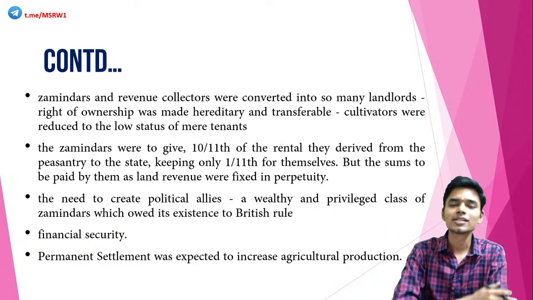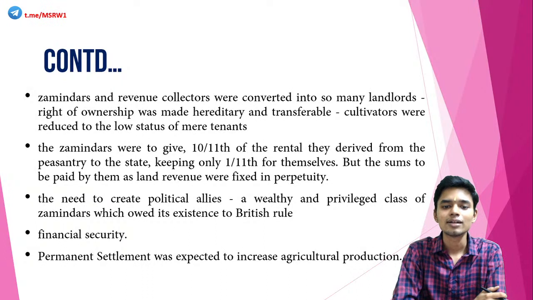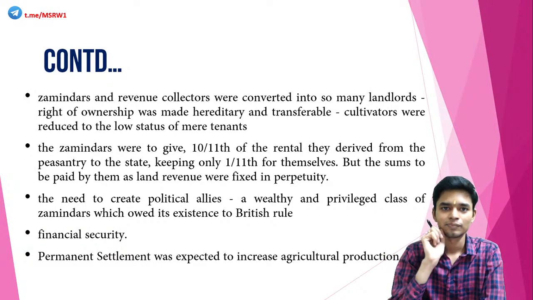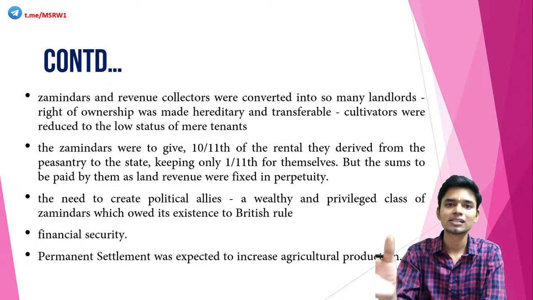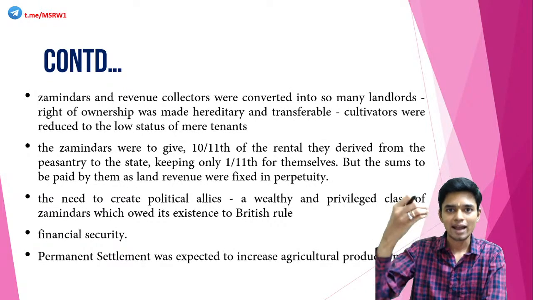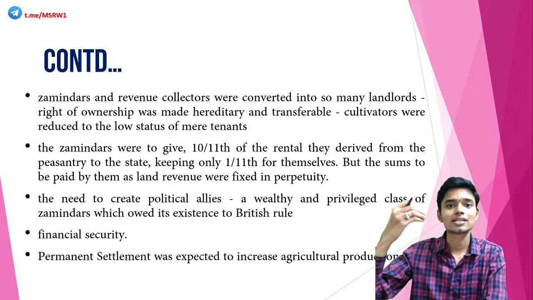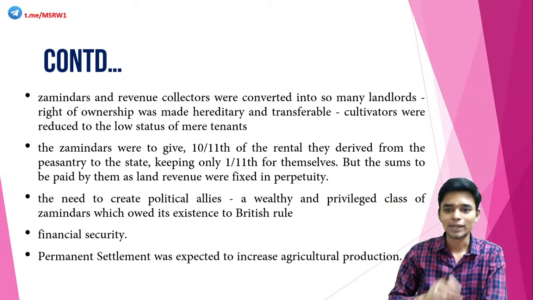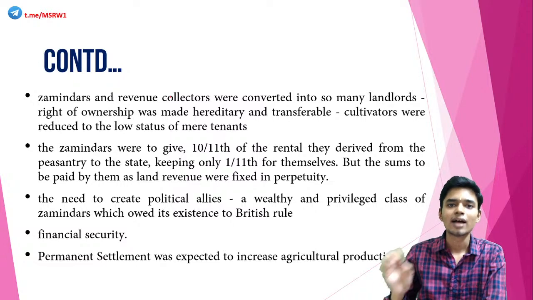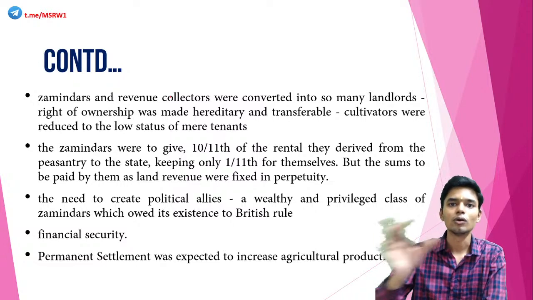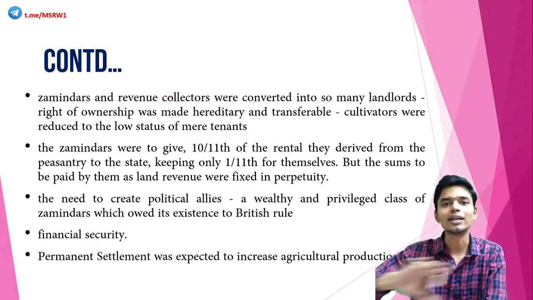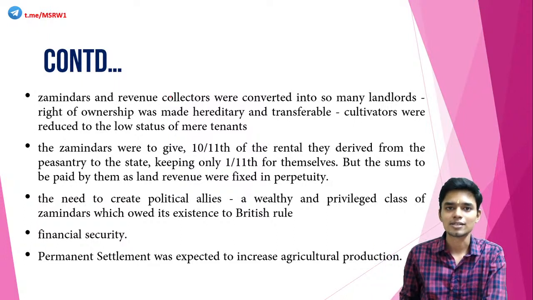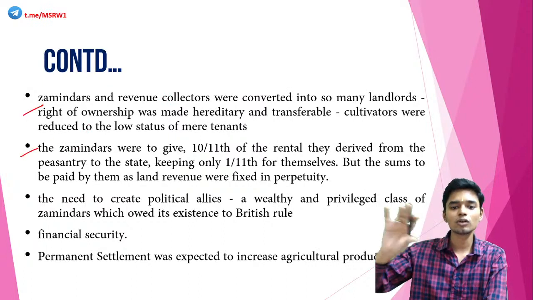But through the permanent settlement system, the zamindar and revenue collector became the actual landlords, which means they got the ownership of this land entirely and they could have this as a hereditary property and transfer it to anyone that they want. So basically, the cultivators and tenant cultivators became mere tenants. Okay, cultivators from now onwards have no right onto their land because their customary rights were taken away through the permanent settlement system. Number 2, the zamindars were supposed to give 10 out of 11th.